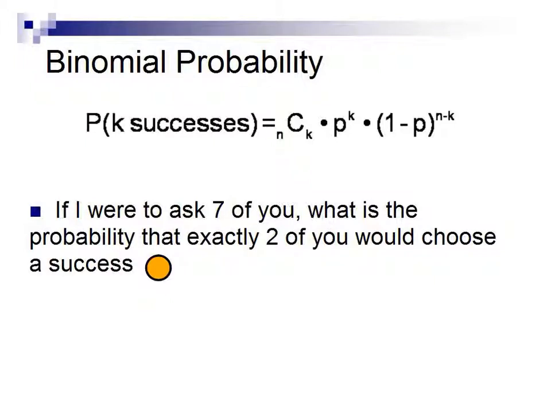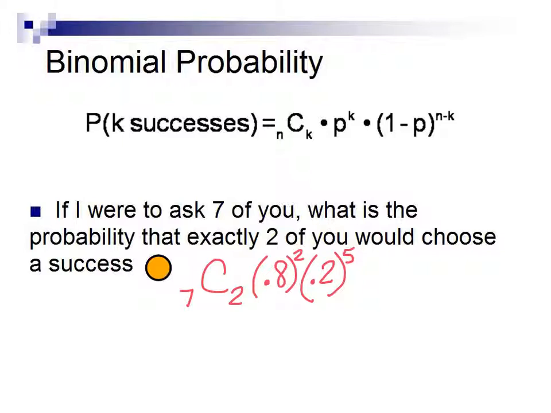Same situation, same probabilities, but this time I'm going to ask 7 people, and I want to know the probability that exactly 2 say Jayhawk, because that's a success, of course. So combinations of: I'm going to ask 7 people, and I want 2 of them to say Jayhawk. Then the probability of a Jayhawk is 0.8, and I want 2 people to say that, so I'm going to have that twice. And then the probability of a wildcat is 0.2, and I'm going to want 5 of those so that it'll add up to 7 people.